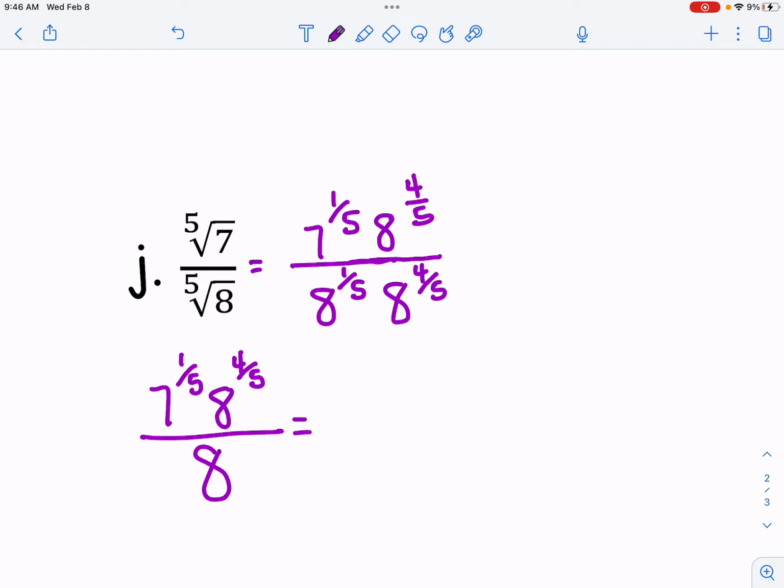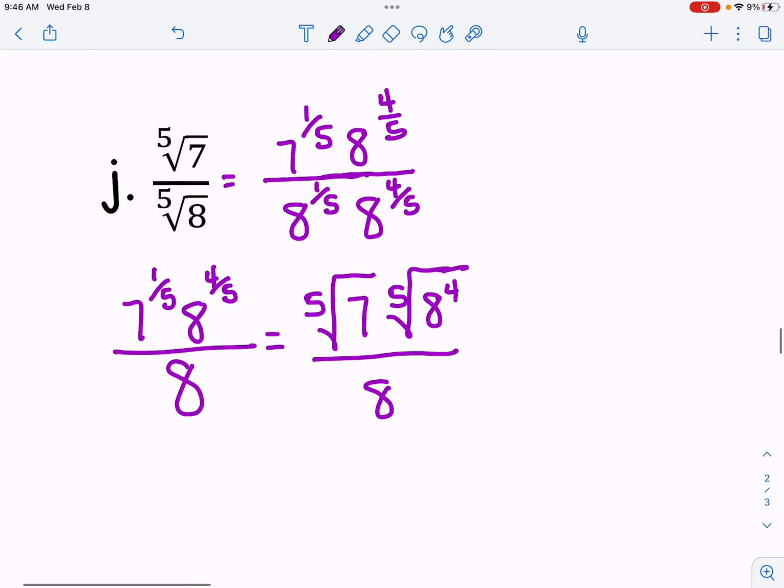Okay, I've got to put it back into radical form because that's how it started. So this would be the 5th root of 7, the 5th root of 8 raised to the 4th over 8. I can't leave it like that, the 5th root of 8 to the 4th. Okay, this is what I'm going to do. I'm going to break this 8 down to the lowest that I can. So that 8 would be equal to 2 to the 3rd, and that's raised to the 4th power.